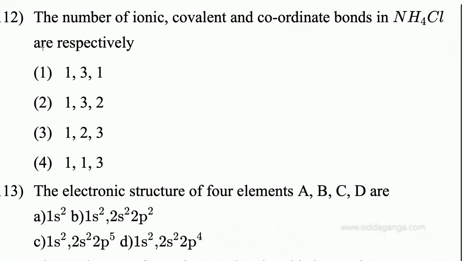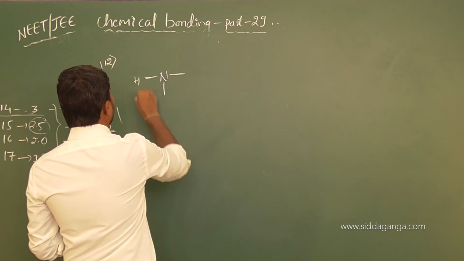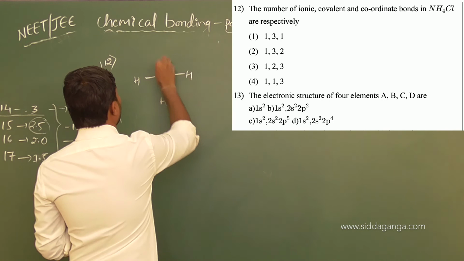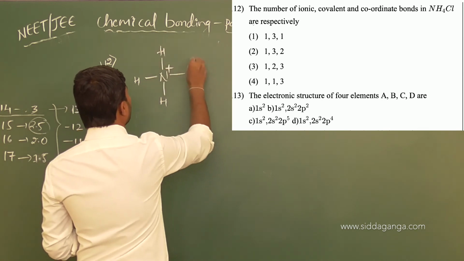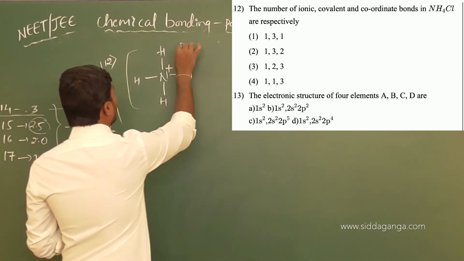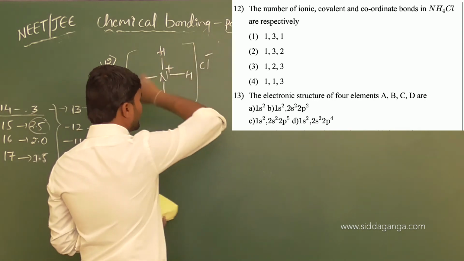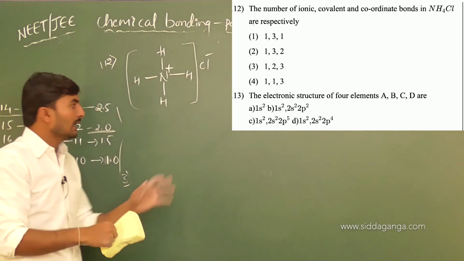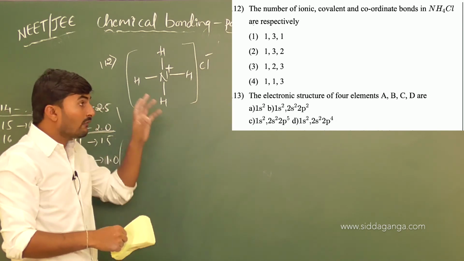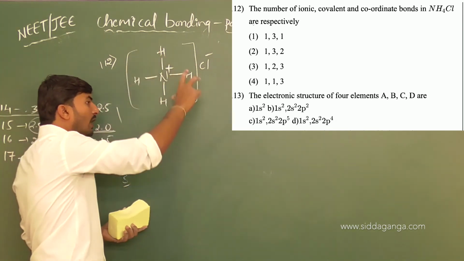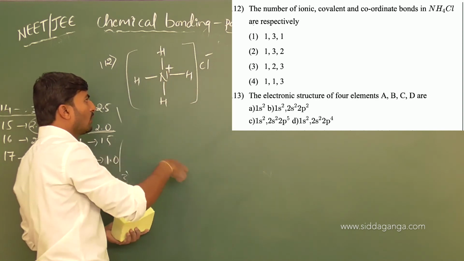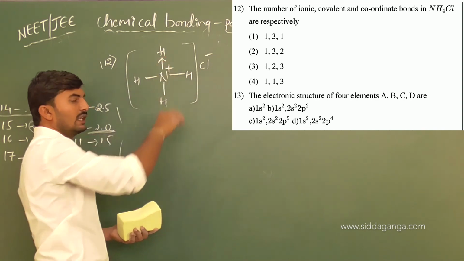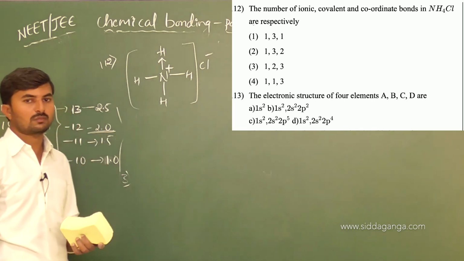the number of ionic, covalent and coordinate bonds present in NH4Cl molecule. What is the structure of NH4Cl molecule? NH4 plus, Cl minus. This will be the structure of NH4Cl. Here we have to identify how many ionic bonds, how many covalent bonds and how many dative or coordinate bonds are present.